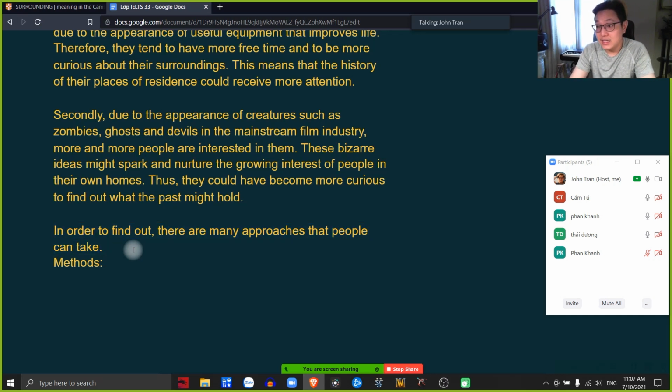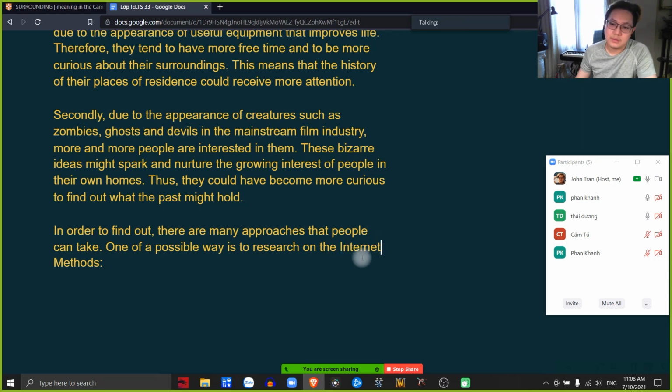There are many approaches people can take. One of a possible way is to research on the internet. Các bạn để ý cái chữ internet mình viết hoa nha. Remember, internet is in capital letter here. I is in capital letter. One of the possible way is to research on the internet.